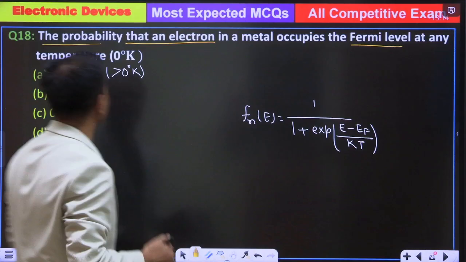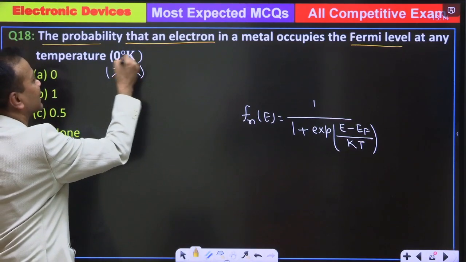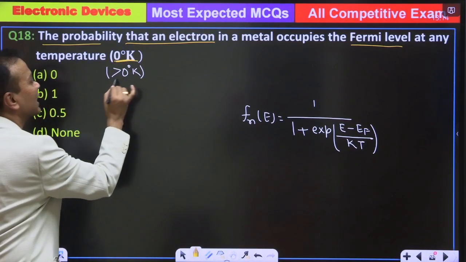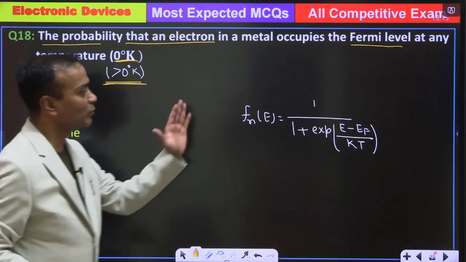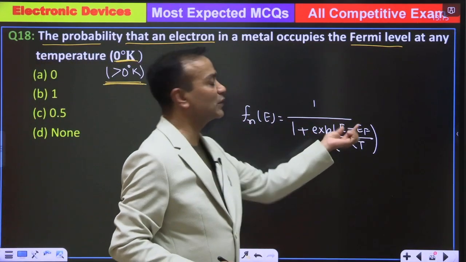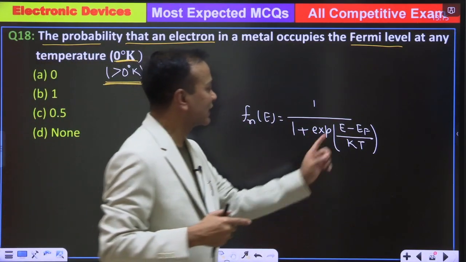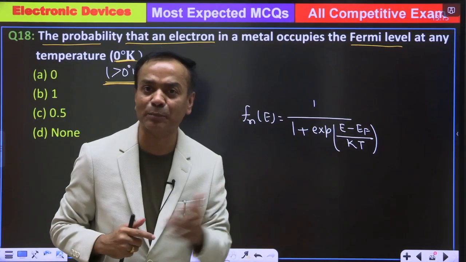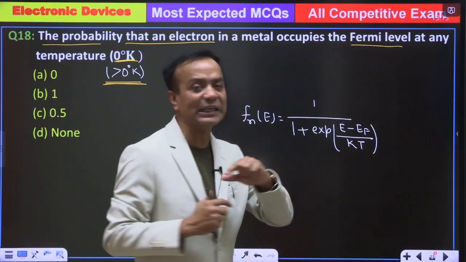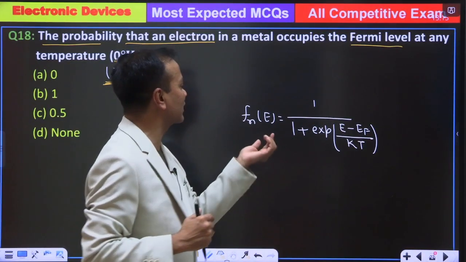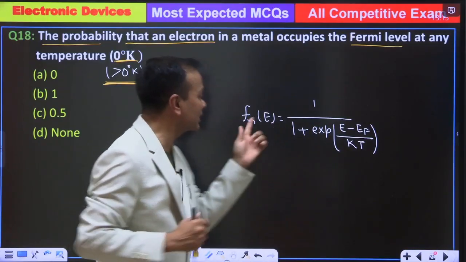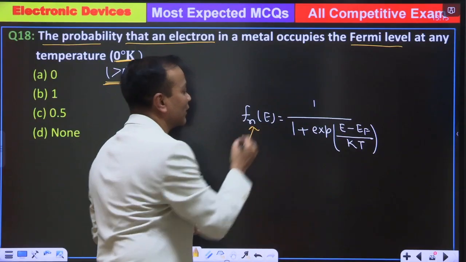So due to that reason, we should not take exactly 0 degree Kelvin. It should be greater than 0 degree Kelvin only. It is defined here. So if you substitute this, EF is what? Fermi energy level. K is Boltzmann constant. T is temperature in degree Kelvin. E is any arbitrary energy level which is occupied by the electron. So that probability is given here as F(E).